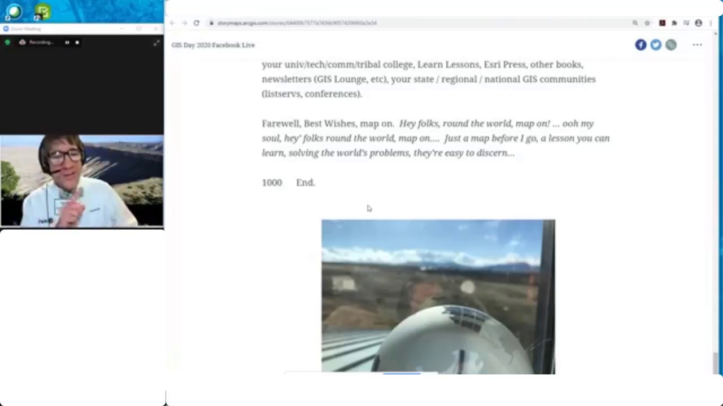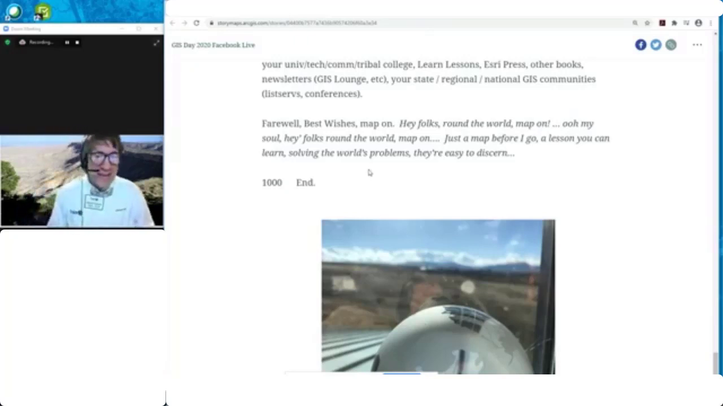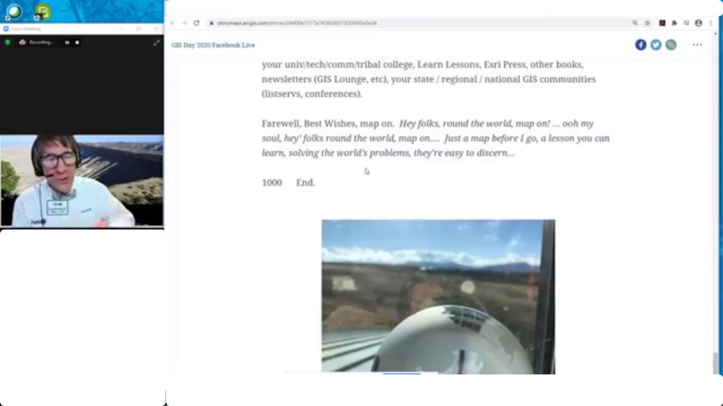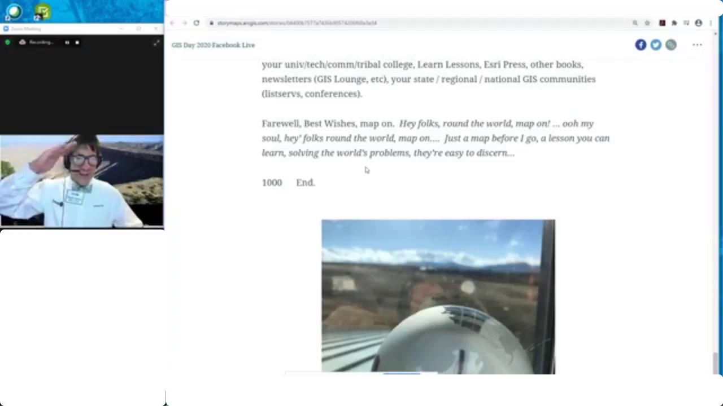Just a map before I go, a lesson you can learn, solving the world's problems. They're easy to discern.